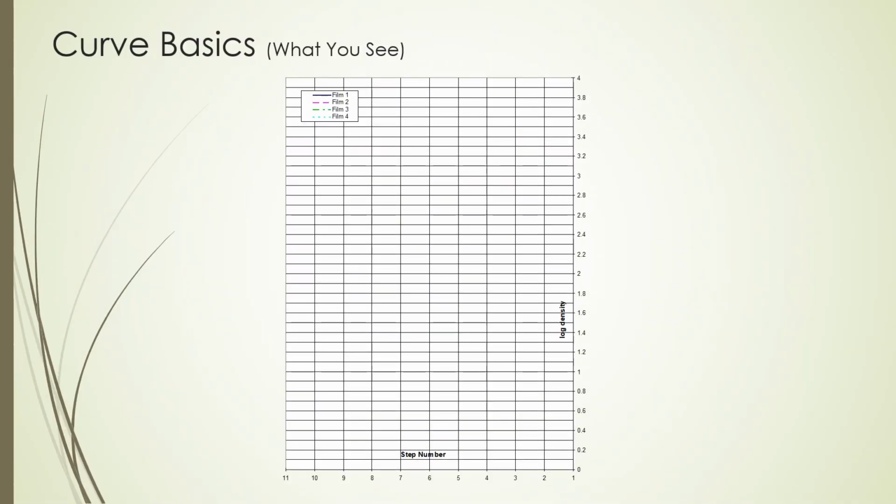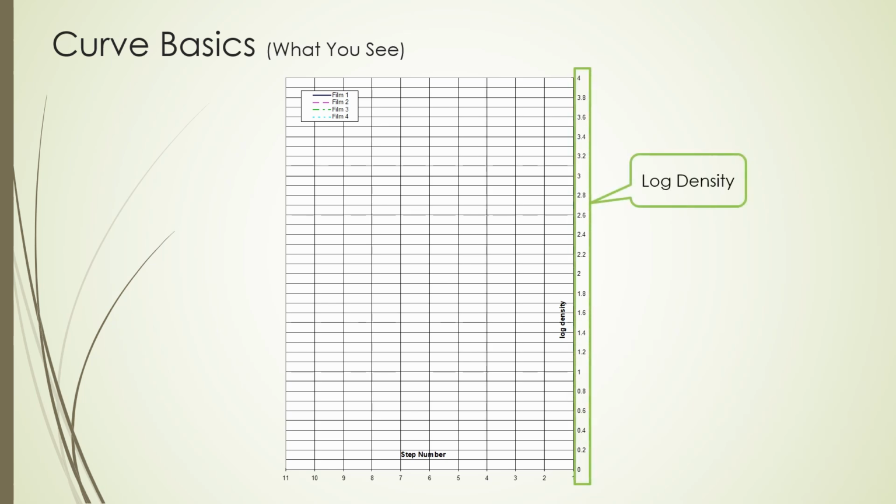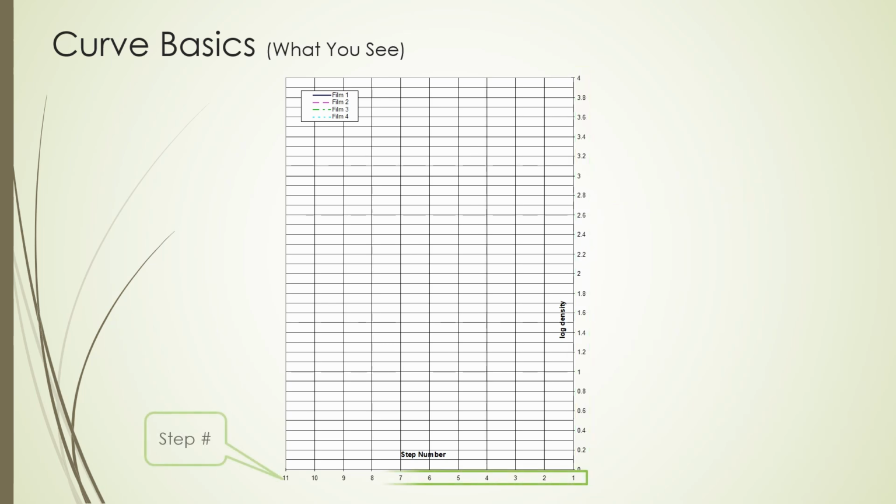To produce an H&D graph, you need graph paper specifically designed for the purpose. The y-axis ranges from 0 to 4 log density units, changing by 1/110th of a log density number for each line. The x-axis runs from right to left, with each line representing the steps from 1 to 11, corresponding to the penetrometer image.